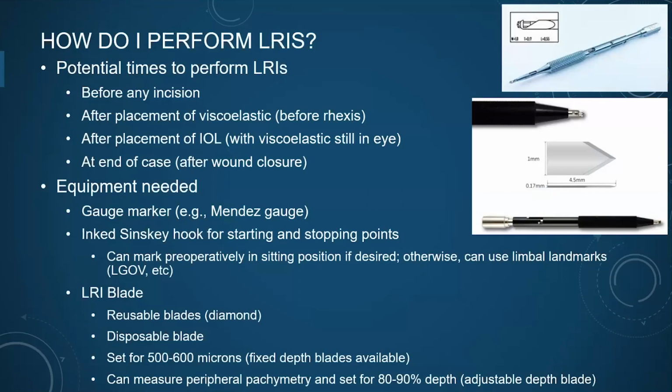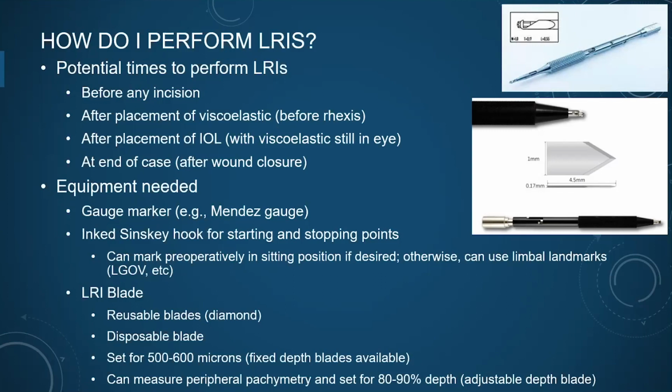Some surgeons like to put the viscoelastic in first. They feel it pressurizes the eye appropriately, so basically before the rhexis. Others will do it after the placement of the IOL. Some do it at the end of the case. Again, it really doesn't matter. It's just about when you're most comfortable making the LRI.